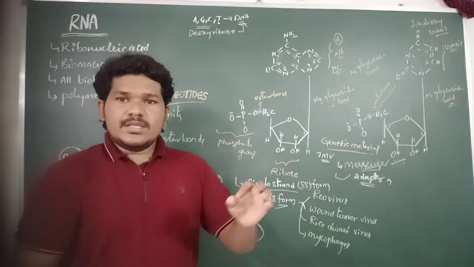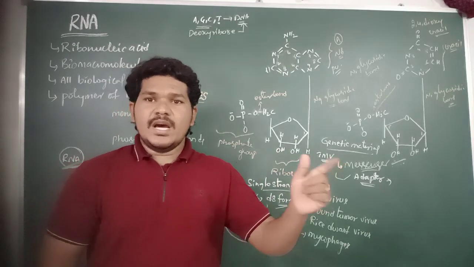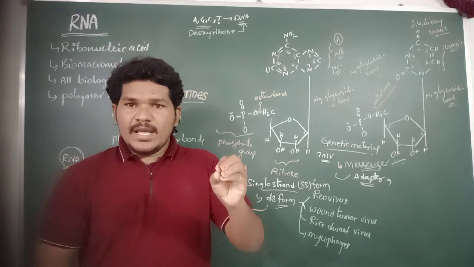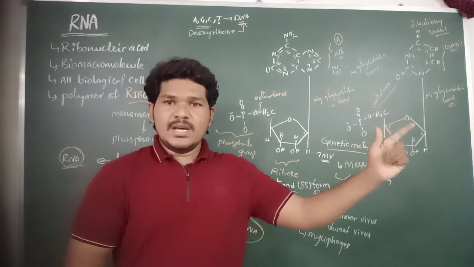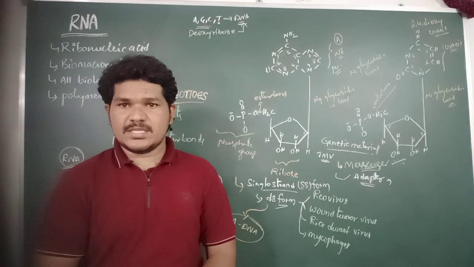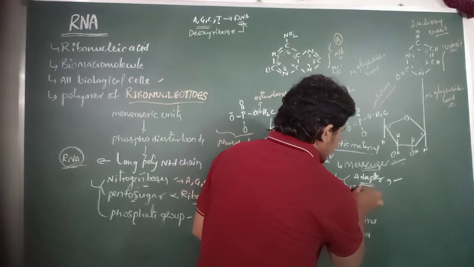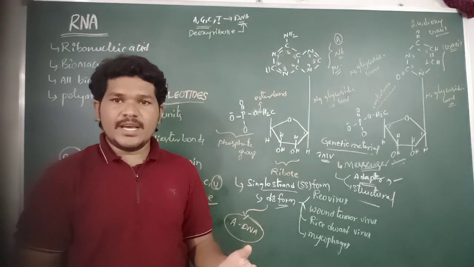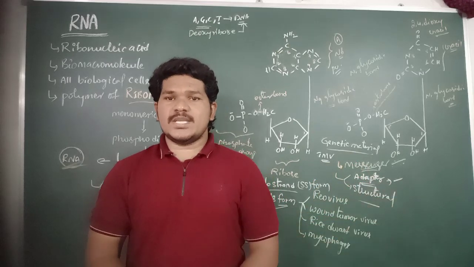The RNA molecule is mainly responsible for transferring amino acids to the ribosome. A particular amino acid is transferred from the amino acid pool to the ribosome for the formation of a polypeptide chain during the translation process of protein synthesis. So it acts as an adapter molecule, and also as a structural molecule. That means the RNA molecule is also responsible for the formation of the ribosome structure.